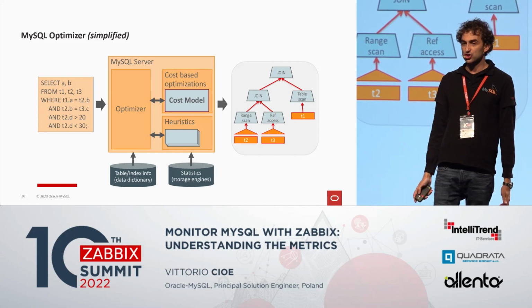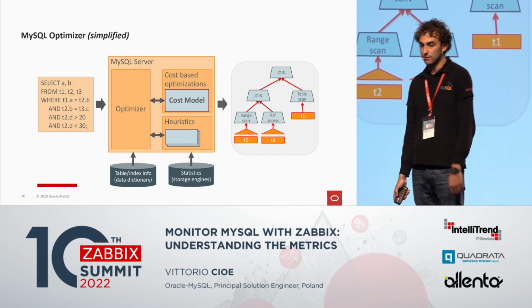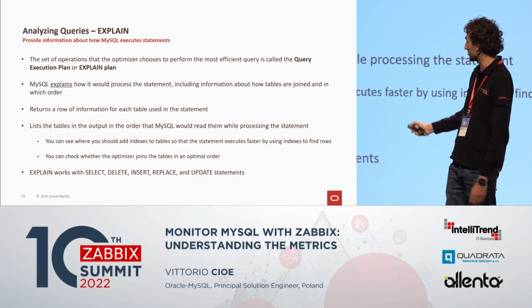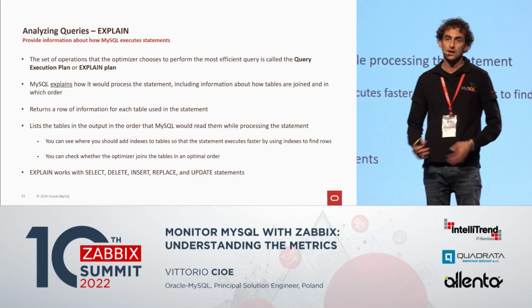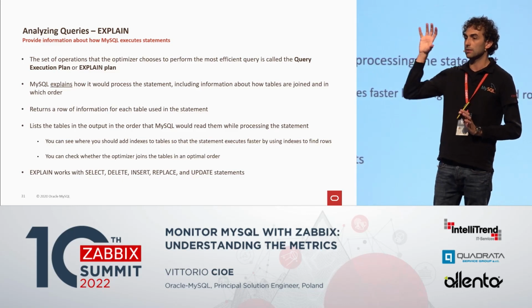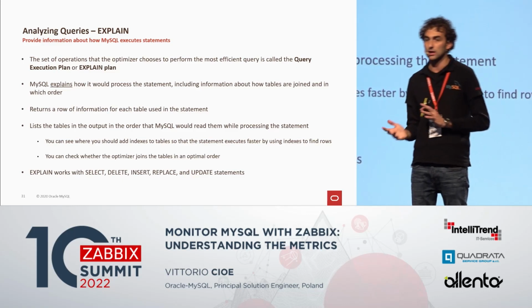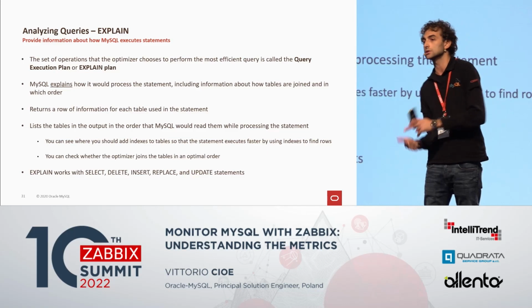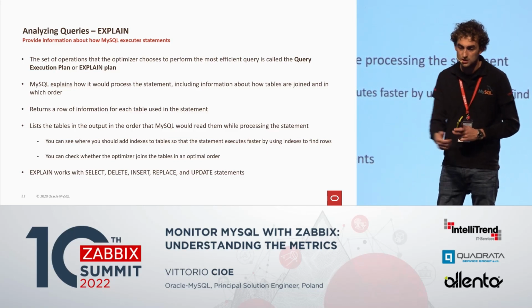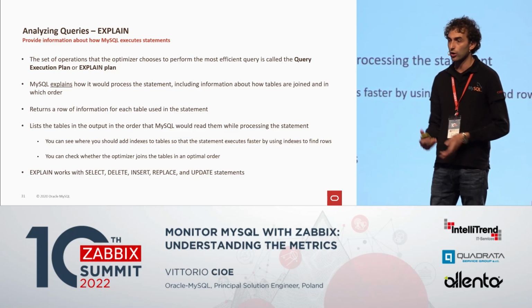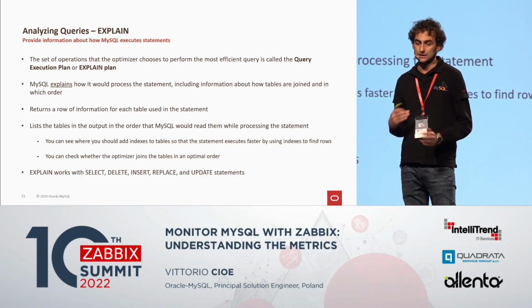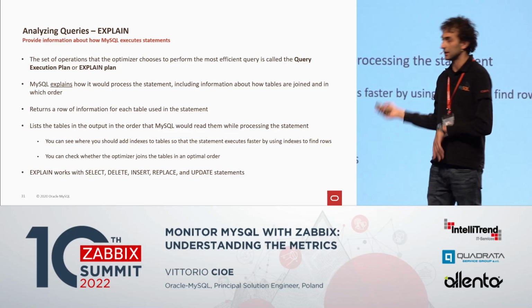Now, how can I check what the optimizer is doing? I have basically 2 ways. I can use the command explain put in front of the queries, and I will get an explain plan. So table by table, the optimizer will tell me if it's using a join, if it's using an aggregation, which indexes are being used. And I can run the explain for select, delete, insert, replace, and update.